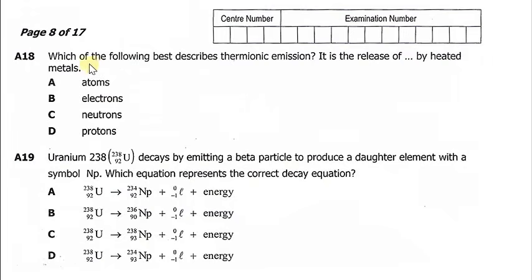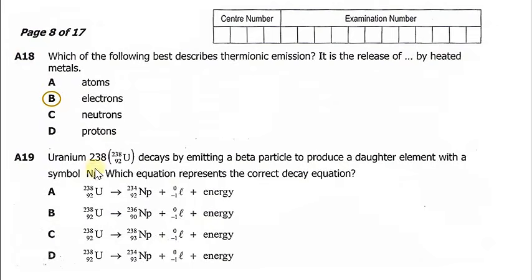Yeah, so we move to A18, I mean. Which of the following best describes thermionic emission? It is the release of electrons by heated metal. Yeah, it is the release of electrons. So the answer is B.